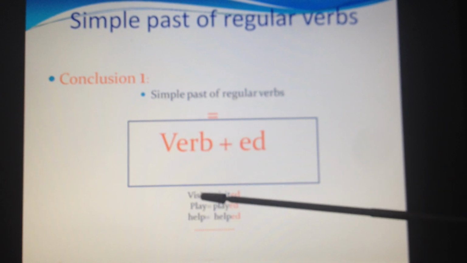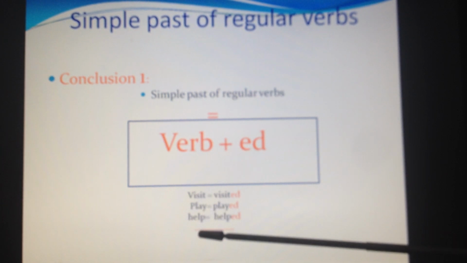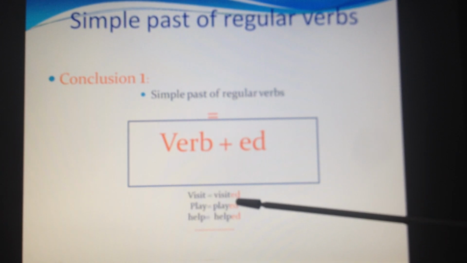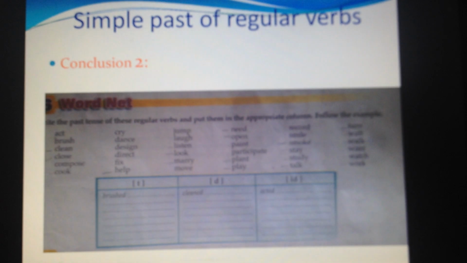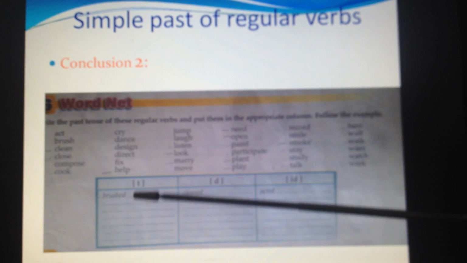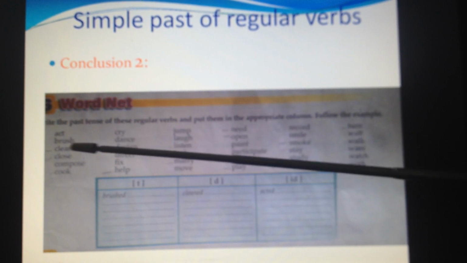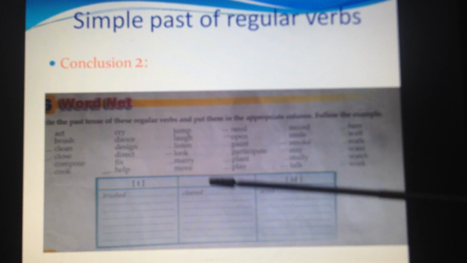Notice the pronunciation. Visit, visited. Play, played. Help, helped. Visited, id. Played, d. Helped, t. Alright, so generally speaking, we have three categories of pronunciations. We have t, d, and id. So look at the list of regular verbs we have here. Let's choose examples from this list and classify them according to the appropriate pronunciation.